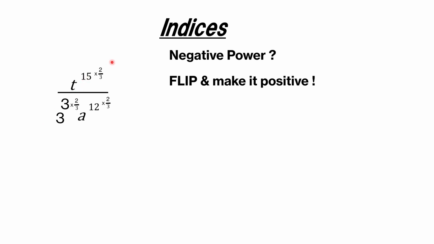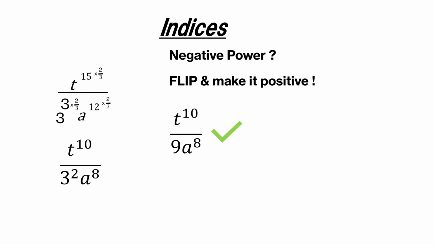Now what's 15 times 2 divided by 3? 15 times 2 is 30, divided by 3 is 10. 3 times 2 is 6, divided by 3 is 2. 12 times 2 is 24, divided by 3 is 8. We finished. 3 squared is 9, so it's better to write it like t to the power of 10 divided by 9, a to the power of 8. Easy peasy, lemon squeezy. We are not scared of indices anymore. We like indices. We'll get the full marks. That's what you should say now.